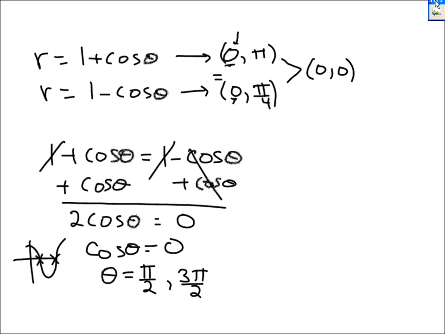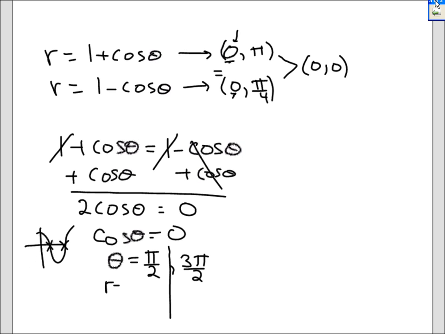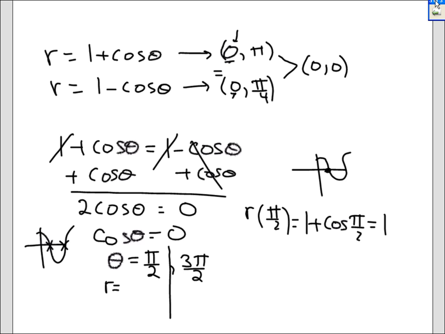And now we want the corresponding r values for pi over 2. R of pi over 2, well, that's 1 plus cosine pi over 2. And the cosine of pi over 2 is 0. So we get 1. So there's 1 point: 1 comma pi over 2. R comma theta.